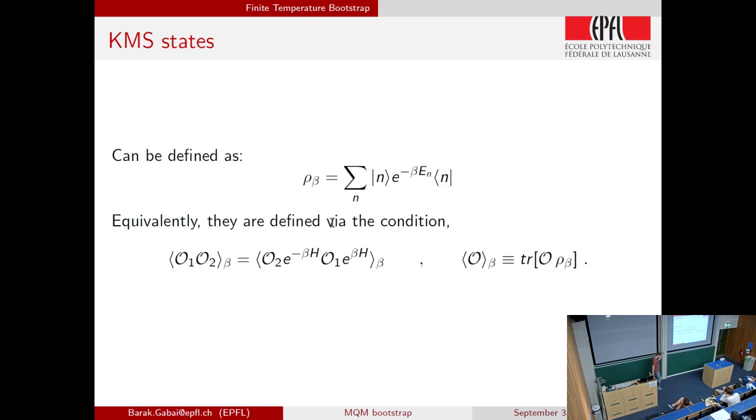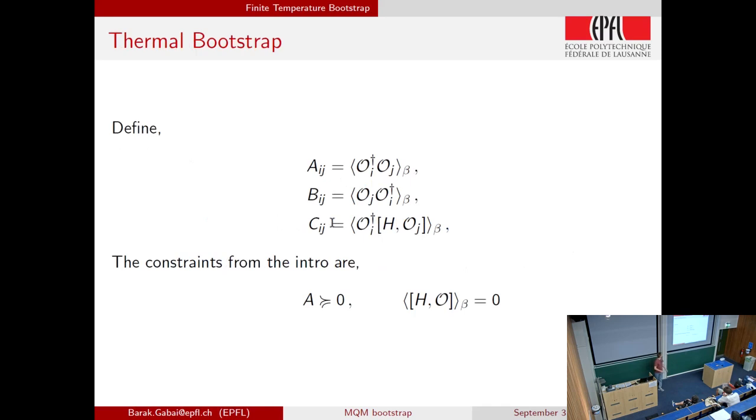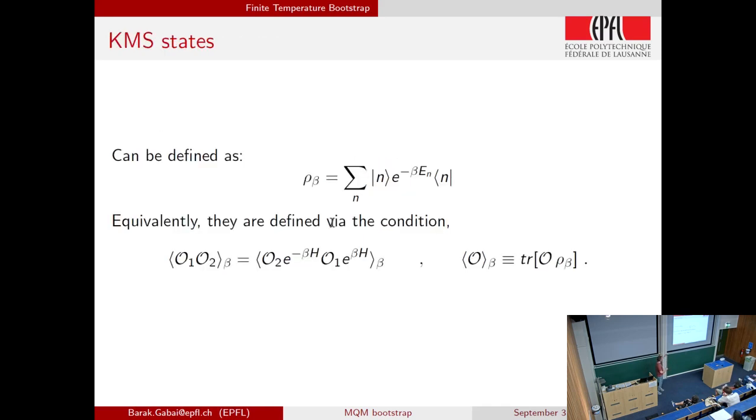So, finite temperature now. KMS states are defined in this way. We all know them. This is the familiar way that we write them. But they can be equivalently defined also by just looking at the observables. This is more of a bootstrap way of defining them. We define the observable in this way, and then if for any O1 and O2 this is satisfied, then the state in which you're evaluating the observable has to be the KMS state. These two lines are completely equivalent to each other. So this is the bootstrap way of phrasing it, but it's still not usable for us.